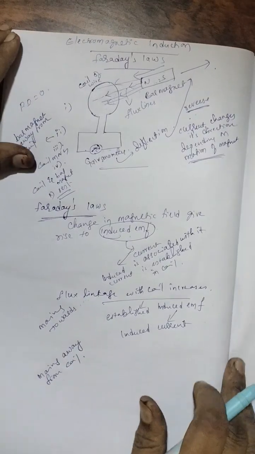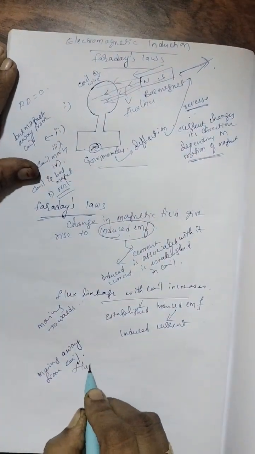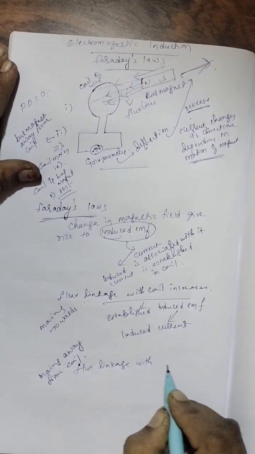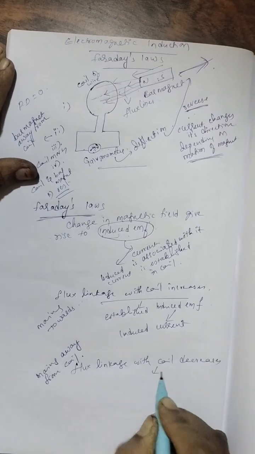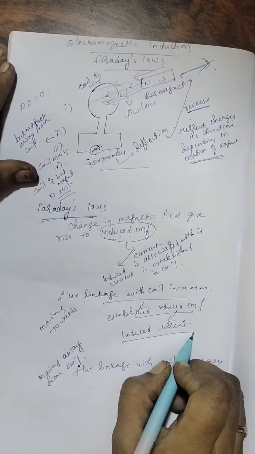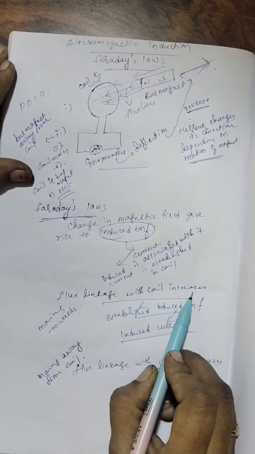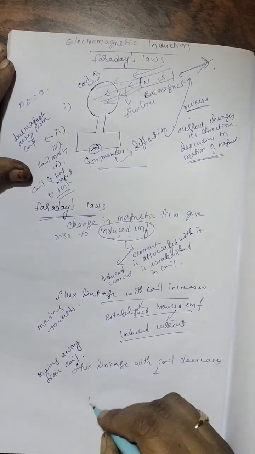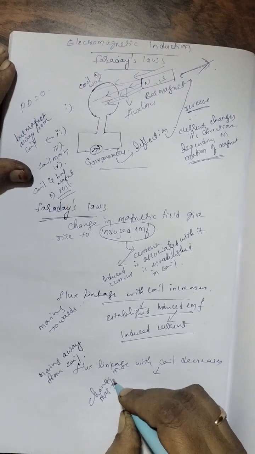So when it is moving away from the coil, what happens? The flux linkage with the coil decreases. Again, it establishes induced EMF, thereby the induced currents. So either the flux linkage increases or the flux linkage decreases, which means nothing but a change in magnetic field.